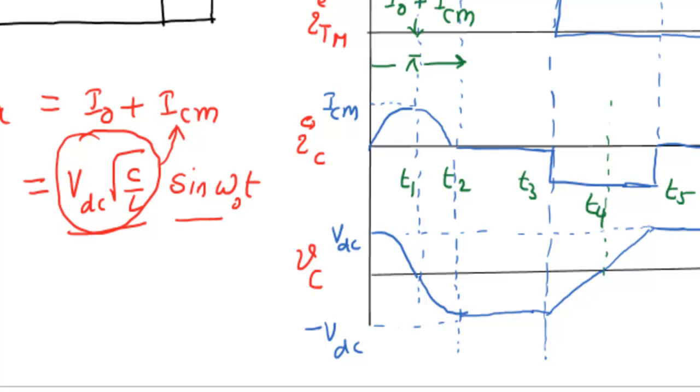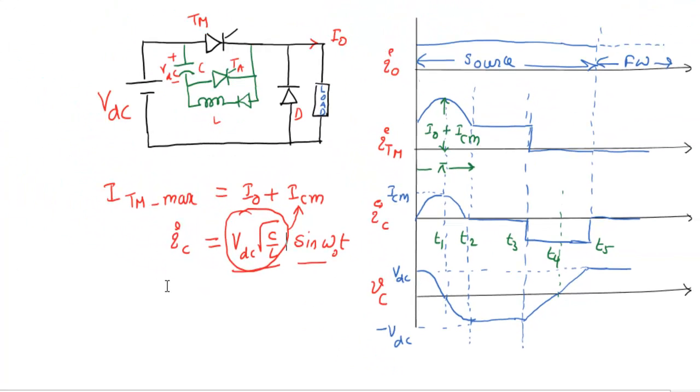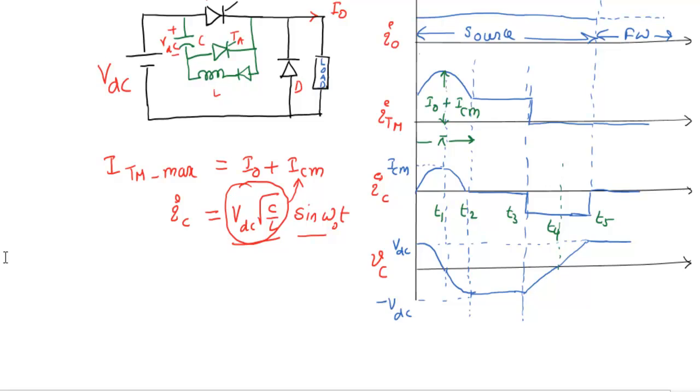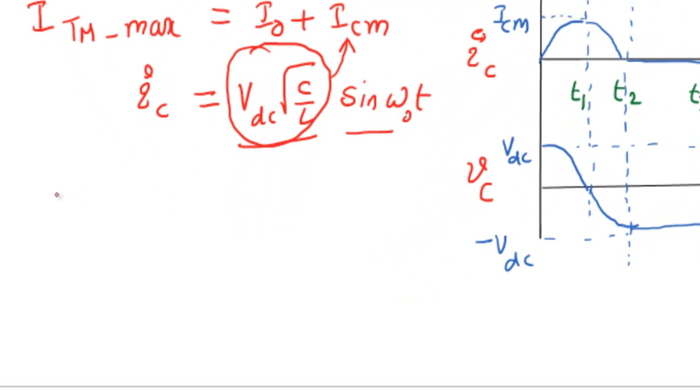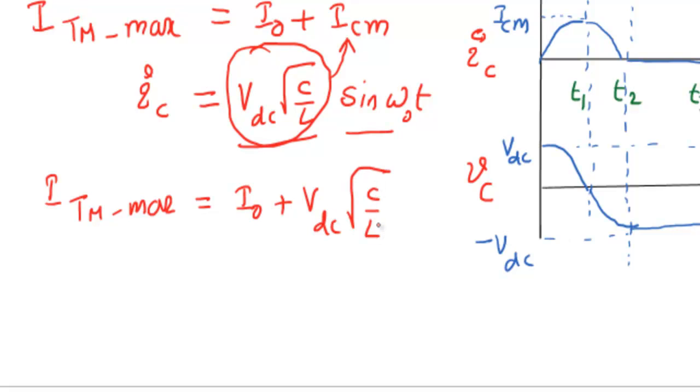So finally, the maximum current flowing through the main thyristor is I0 plus the source voltage VDC into root of C by L. So this is what you need to remember.